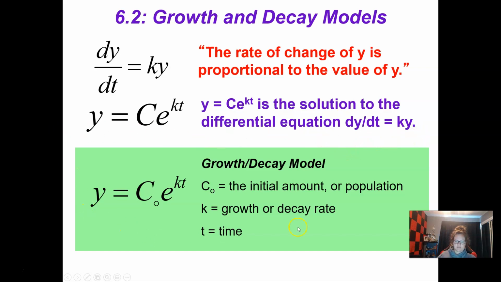And then here's your reminder of what each of the variables stand for. Okay, so y is the final amount after time has passed. C is the initial amount. K is the growth or decay rate.